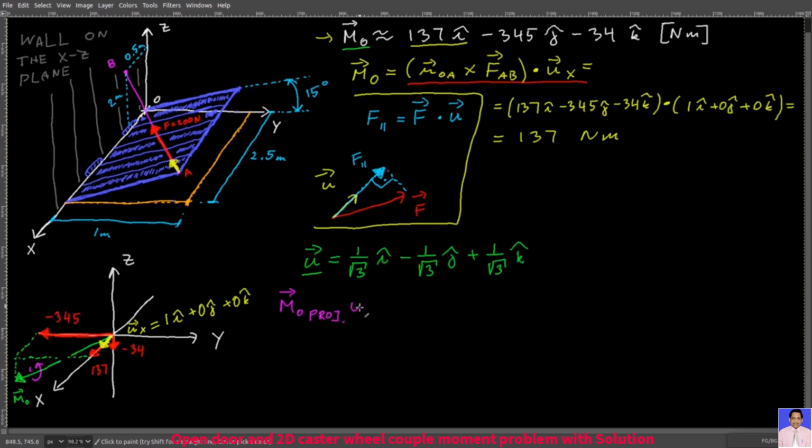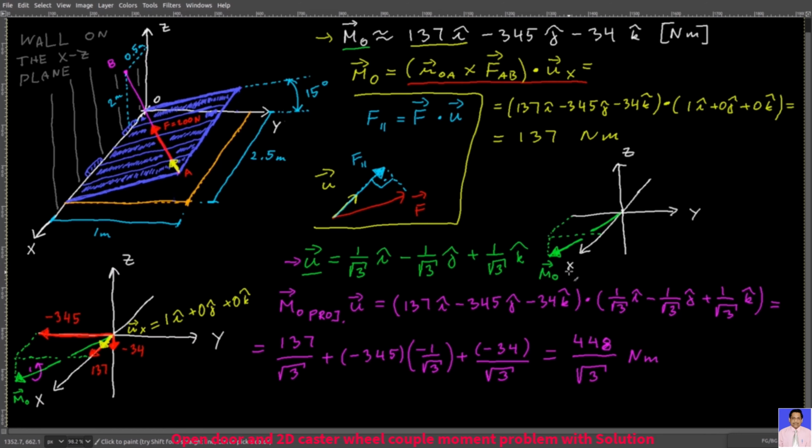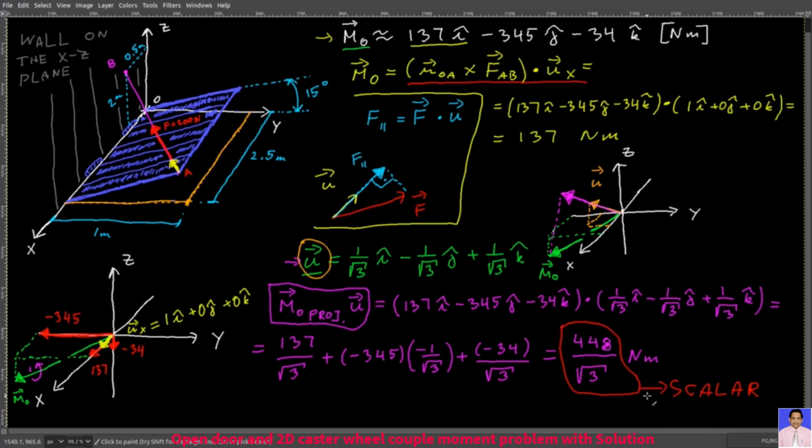The moment vector projected onto the unit vector, it equals, that's the moment vector, that's the unit vector, and you dot them, and then you will have this result. And if you add them all together, then you will have 448 over square root of 3 Newton meters. And so this is the moment that is projected onto this general unit vector. So this vector here, that's M_O, then this would be the general unit vector, U, so it would be this one here. And so with this dot product, you take this moment vector and you project it onto this unit vector. So this one here, that's your M_O projected onto U. And remember, this number here, it's a scalar, of course, because the dot product gives you a scalar.